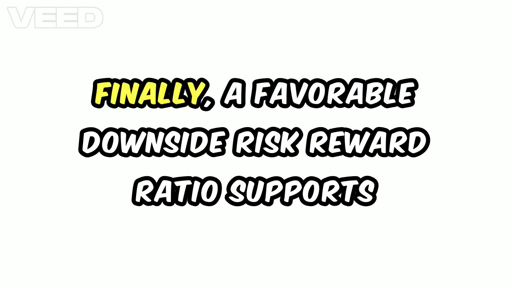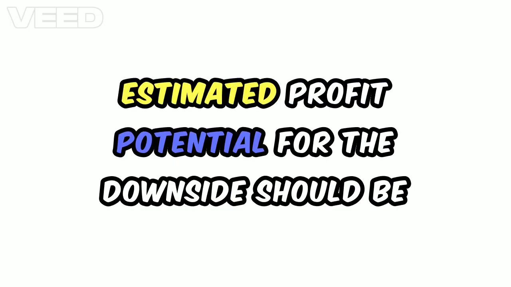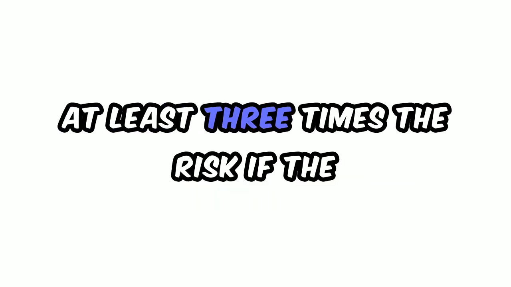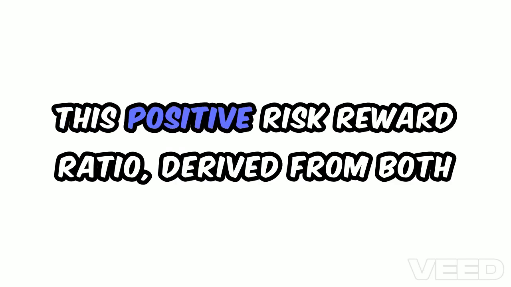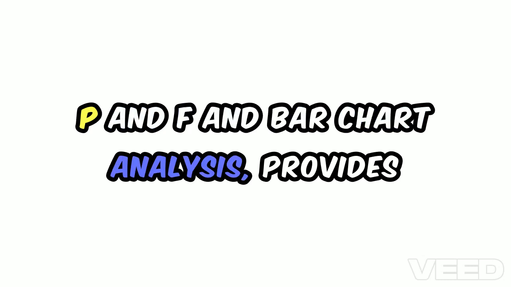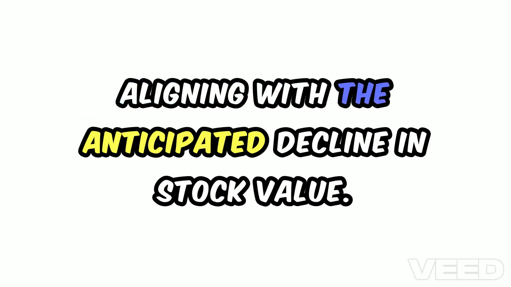Finally, a favorable downside risk-reward ratio supports the strategic appeal of shorting the stock. The estimated profit potential for the downside should be at least 3 times the risk if the initial stop order is triggered. This positive risk-reward ratio, derived from both P&F and bar chart analysis, provides a compelling rationale for entering a short position, aligning with the anticipated decline in stock value.